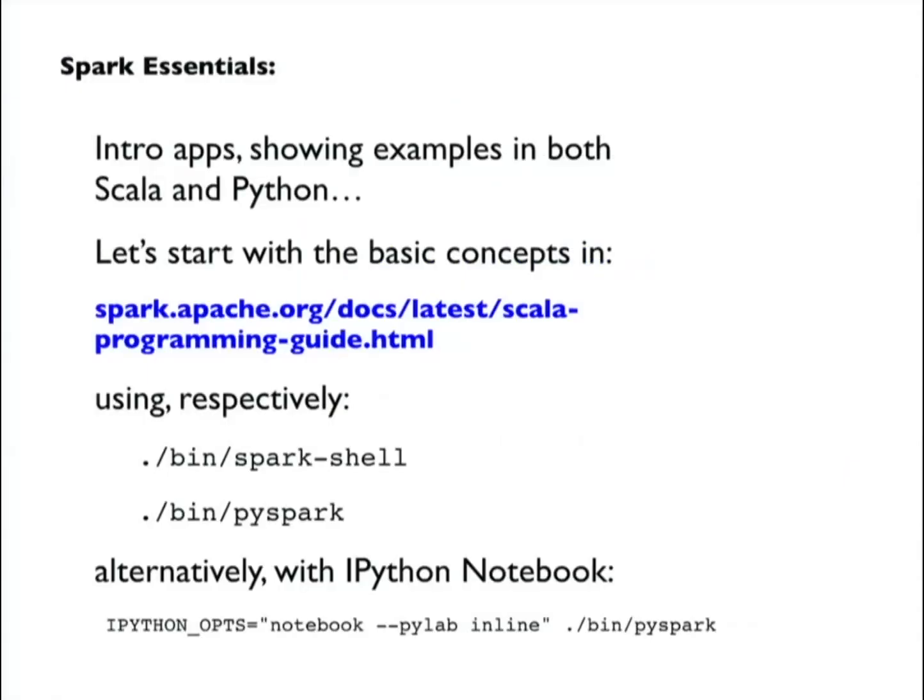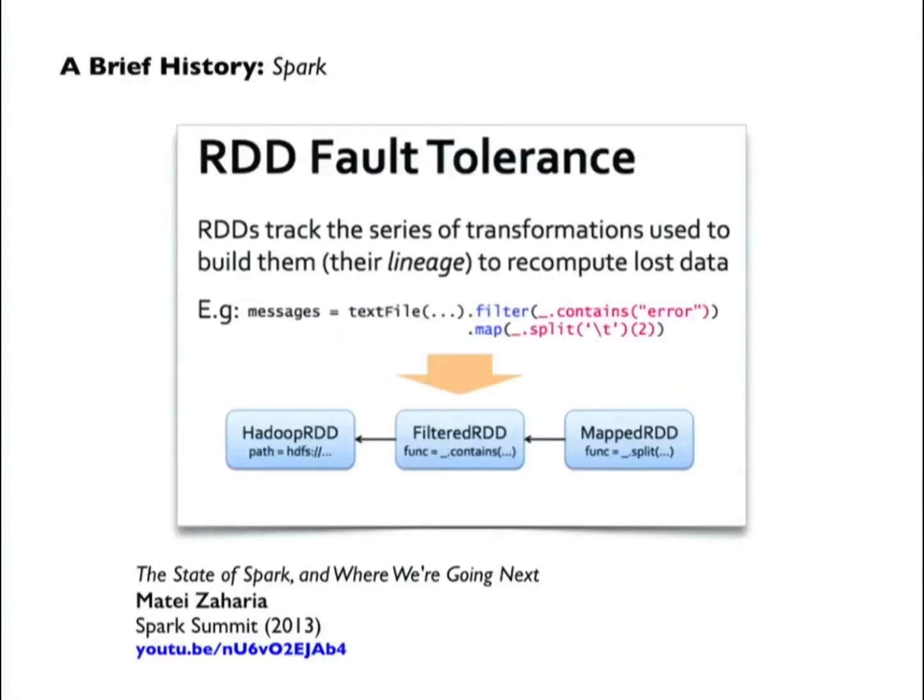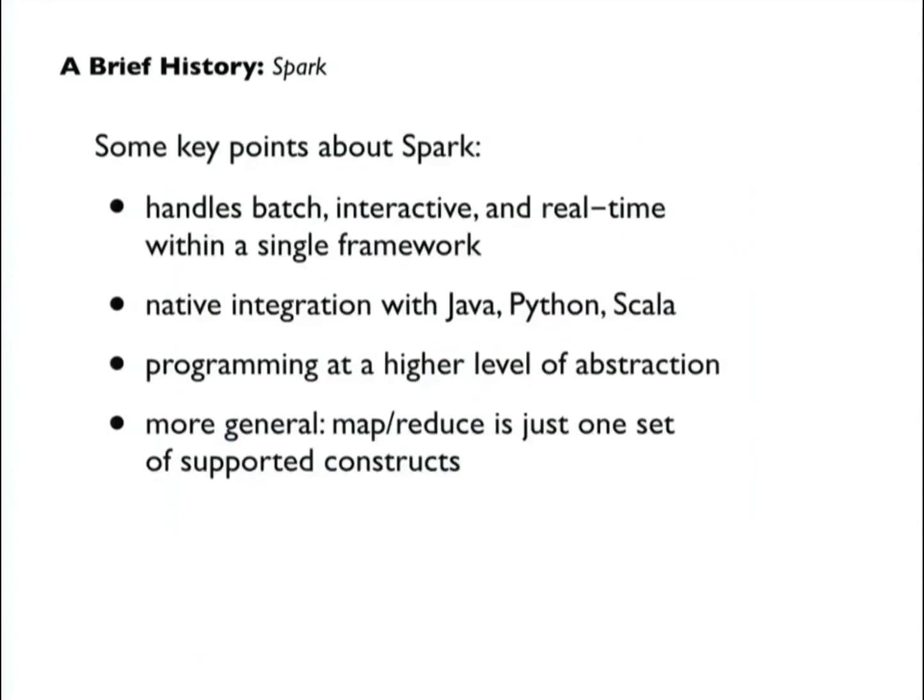Okay, so let's do a little bit more work here. I will talk a bit about some examples in both Scala and Python. Actually, before I go into this, any questions about the theory of RDDs and how this differentiates from MapReduce?